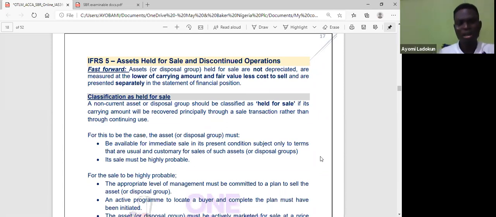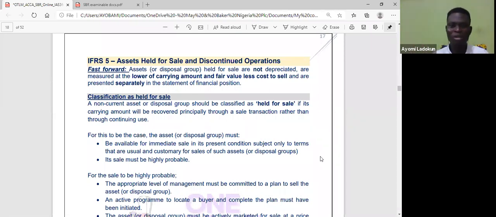Now, when the carrying amount of the asset can only be recovered through sale and not continuing use, IFRS 5 will apply. So when I want to sell an asset, I need to apply a standard called IFRS 5. That's why it's called assets held for sale. So the question now is this: I am the owner of my asset. I wanted to sell. So why do we need a standard around assets held for sale? Don't forget the other aspect is discontinued operations.